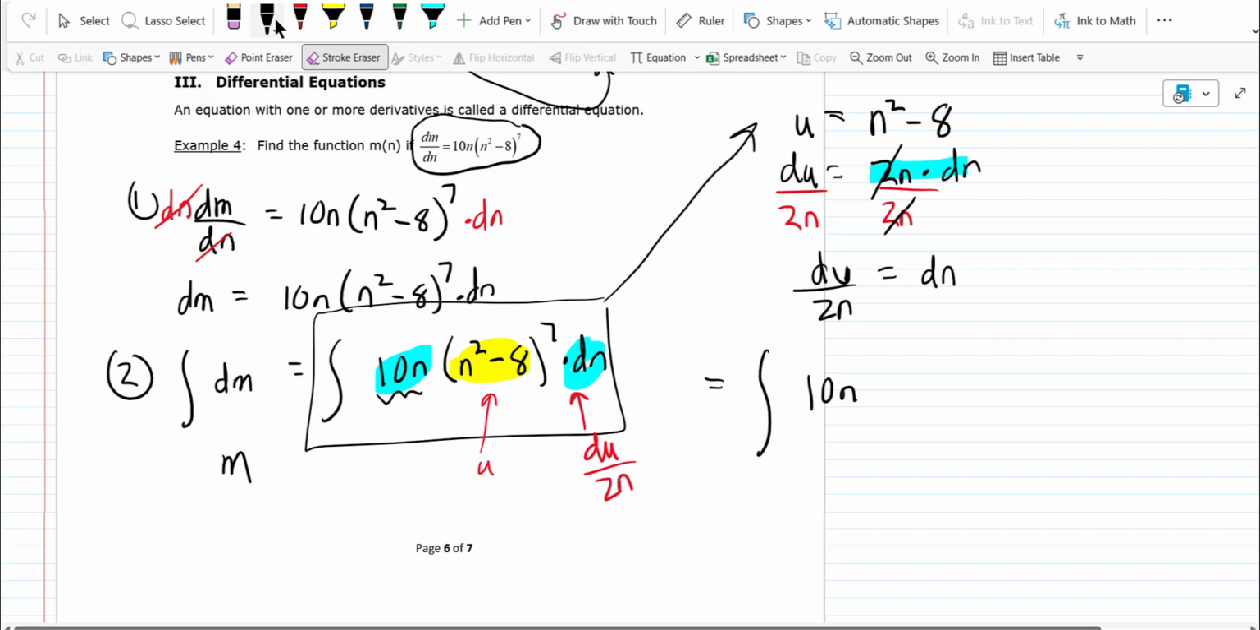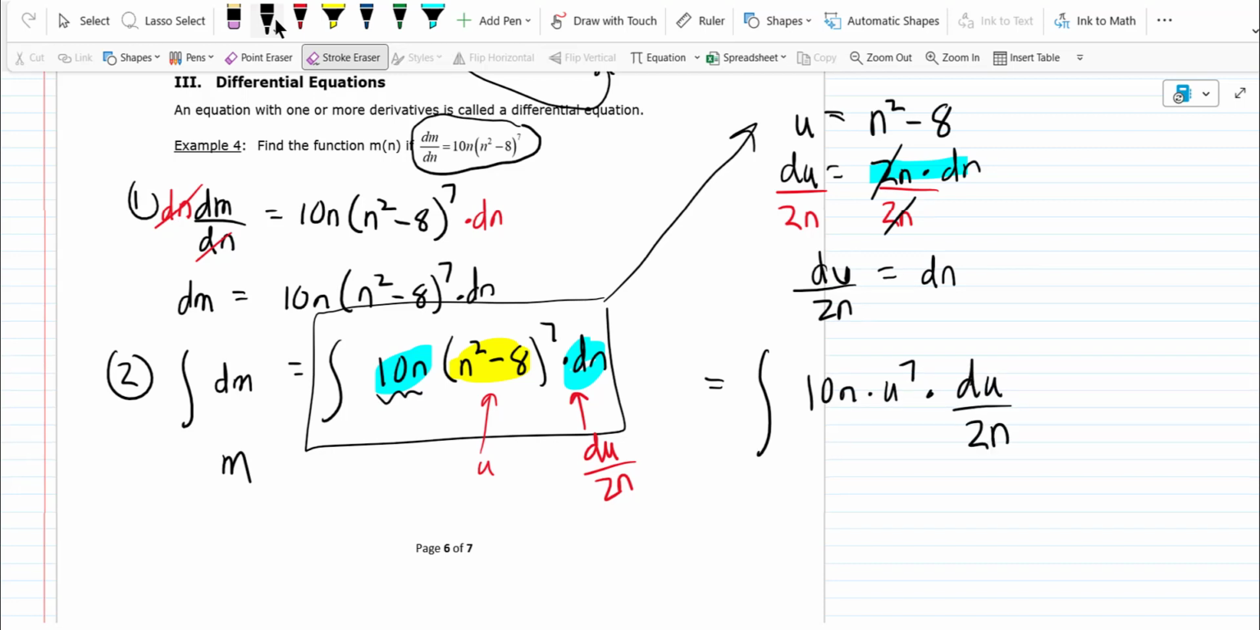This will become u to the 7th. Then the dn becomes du over 2n. And that's the way all these problems have been working out. The original variable cancels. The 10 divided by 2 is 5. So you end up with the integral of 5u to the 7th du. This u variable is just an intermediate variable. The goal is to turn it into an easy integral that you can do in your head. That's the purpose of this.